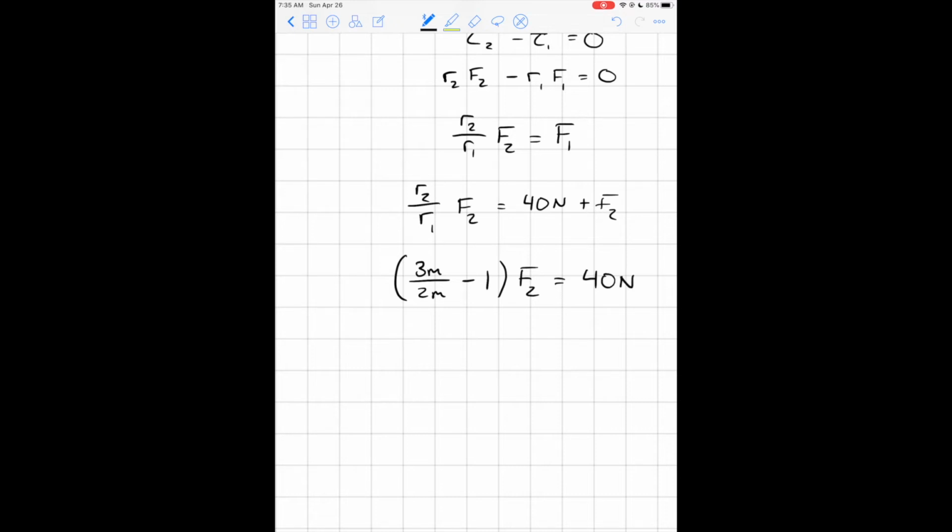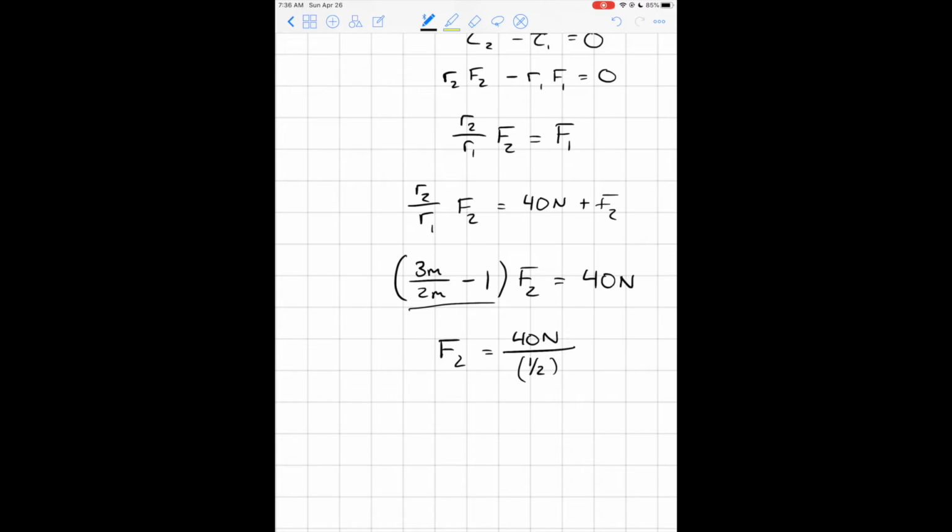I like that. Cool. 3 over 2 is 1.5 minus 1, so I'm going to get 1/2 in these parentheses here. So what I'm going to do is say F2 is 40 newtons divided by 1/2. That's what we said this stuff was.